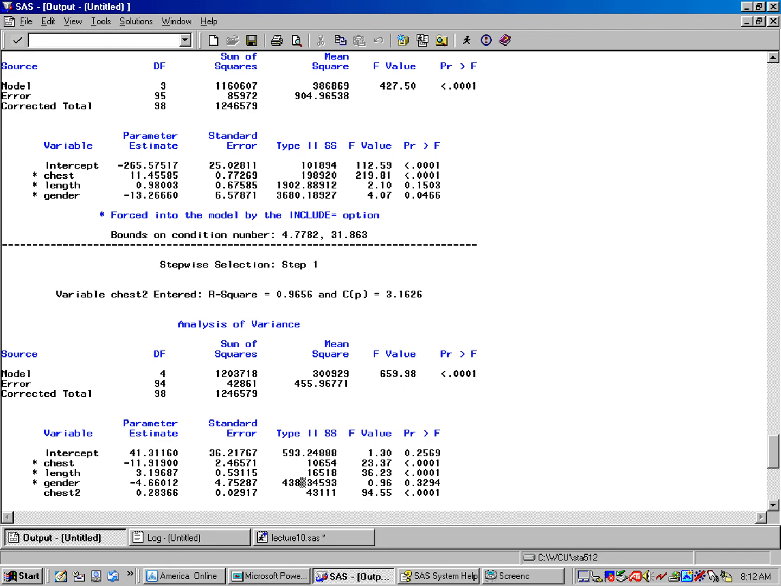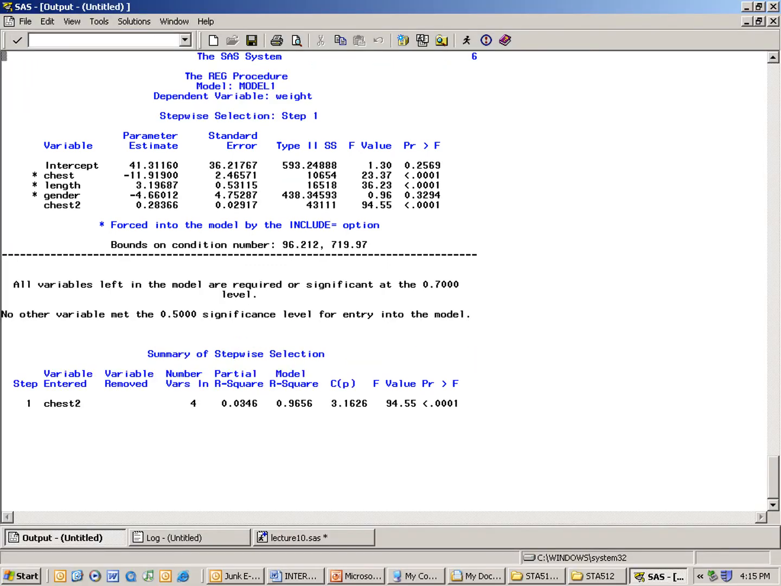All right, so it starts with the variables we forced it to start with, chest length and gender, and then says, okay, of all the 5 remaining variables, the one that adds the most is chest squared, so it adds that, and we can see that the p-value is less than 0.0001. And then it stops. It says no other variables are significant by the criteria we specified. So the only thing that gets added is chest squared.